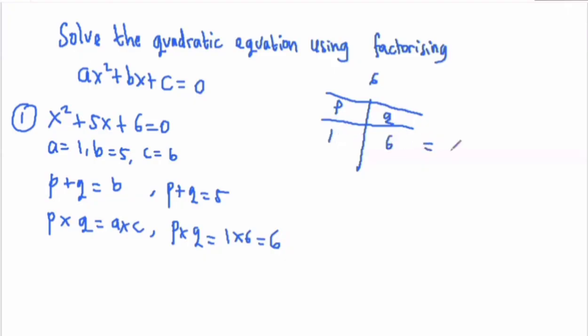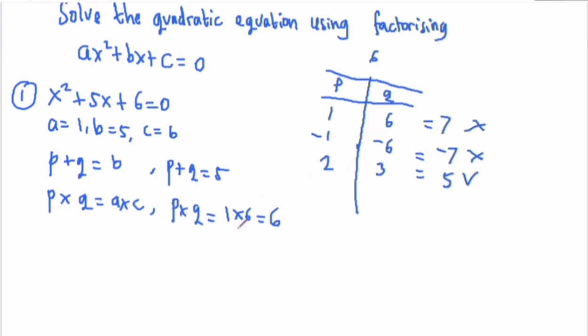Okay, 1 plus 6 is equal to 7. So it's not this. Minus 1 times minus 6 is 6, but minus 1 plus minus 6 is minus 7. So it's not that. And then 2 times 3 is equal to 6, and 2 plus 3 is equal to 5. So that is the combination of these numbers, 2 and 3.